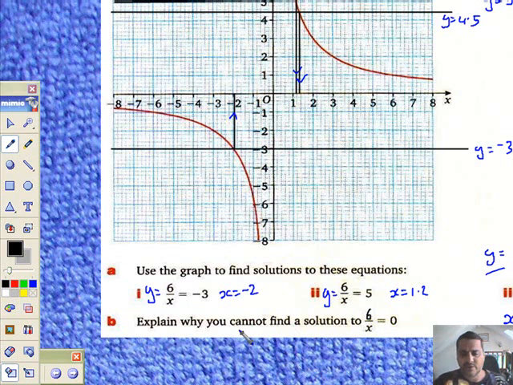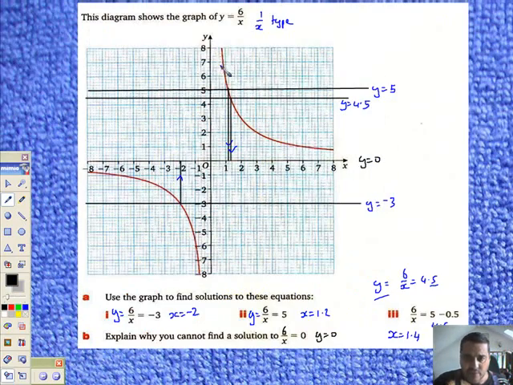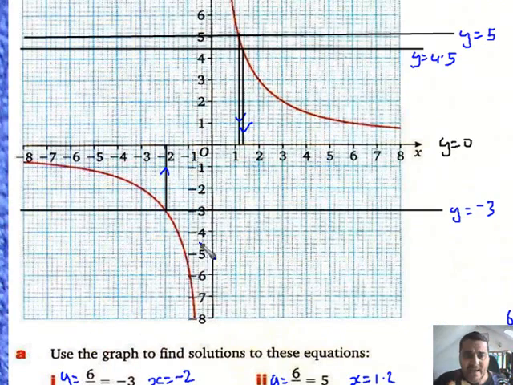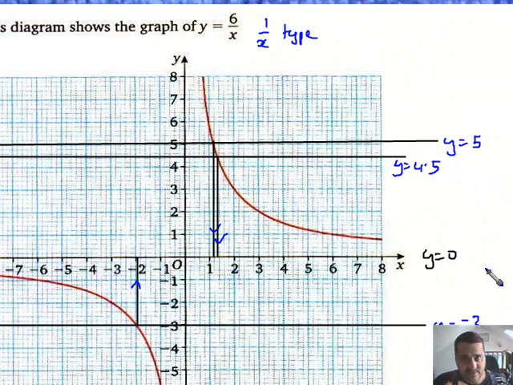Yes. So why can't you find the solution to 6 over x equals 0? Well, the line y equals 0, as you're aware, is the x-axis here, and the graph does not at any point pass through the line y equals 0, hence there is no solution. And that's it. That's all you have to say about that. I'll then pause and make some preparations for question 2.